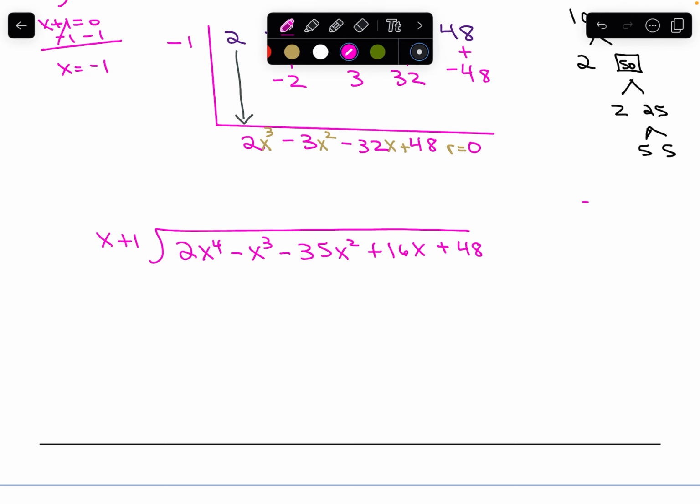So I would take my first term of 2x to the 4th, and I would divide it by x, and I get 2x to the 3rd. Now I'm going to multiply back. So 2x to the 3rd times x is 2x to the 4th. 2x to the 3rd times 1 is 2x to the 3rd. And now I'm going to change both signs, and I'm going to add up and down.